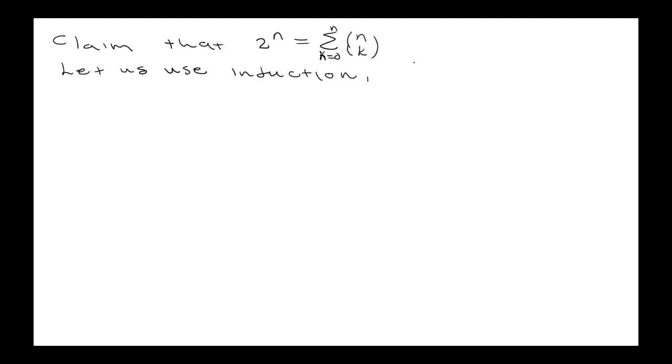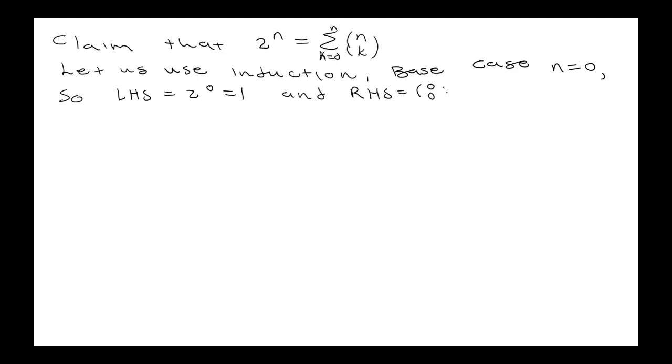we can use induction. Base case, you choose n to be 0. So the left hand side basically gives you 2 to the 0, which is 1, and the right hand side is basically giving you 0 combination 0, which is 1, which is the same as the left hand side. So the base case is true.